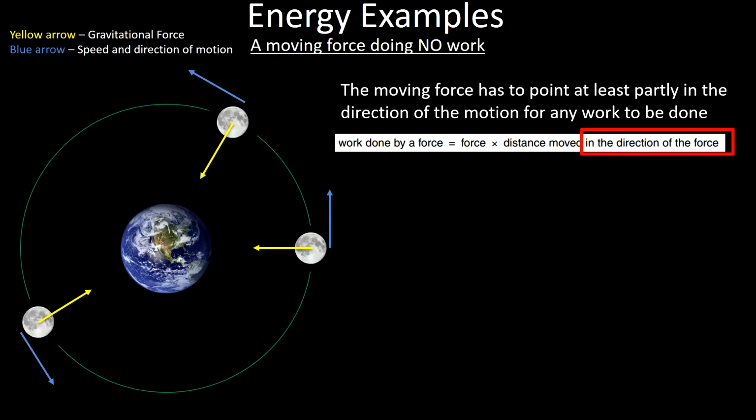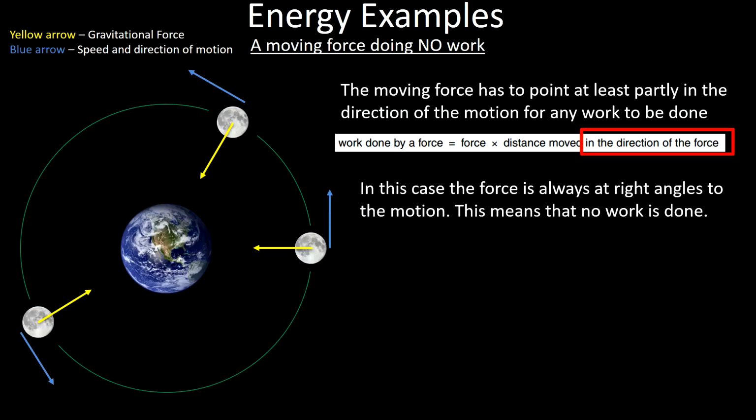Now, if you remember, in our moon orbiting example, if we assume the moon's orbit is totally circular, then the yellow arrows representing the gravitational force are always pointing towards the centre of the Earth, and the blue arrows are always pointing along the circle. So they are at right angles to each other. Okay? So that means that there's no movement in the direction of the force at all. It's all at right angles. And that means that that gravitational force does no work. Now that might seem a bit odd, because it's clearly doing something. But if you think about it, all it's doing is changing the direction of motion of the moon. It's not changing its speed.